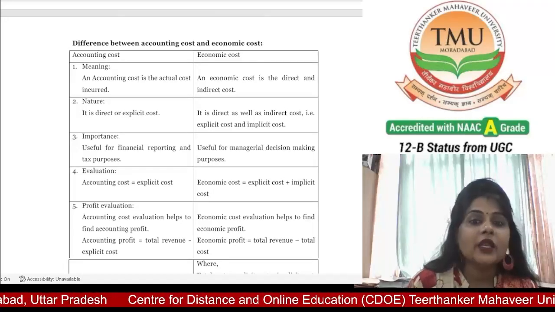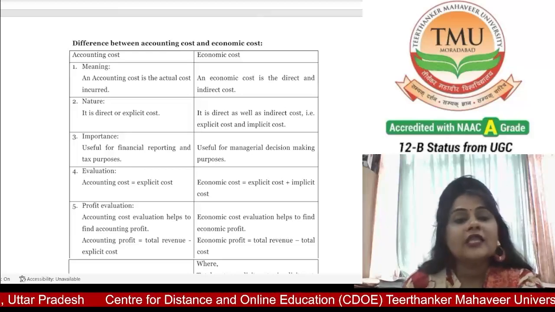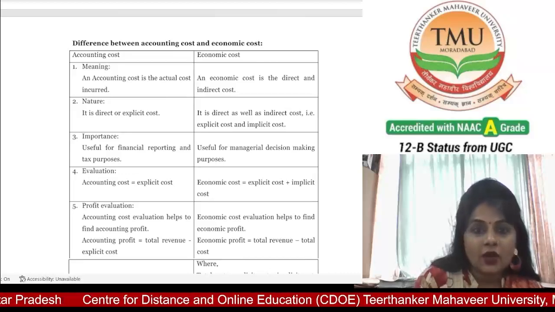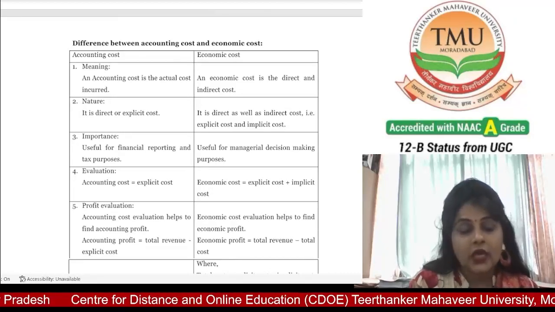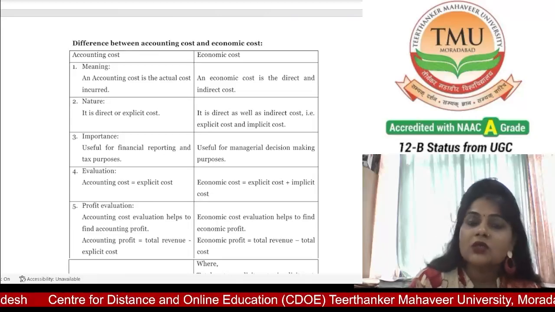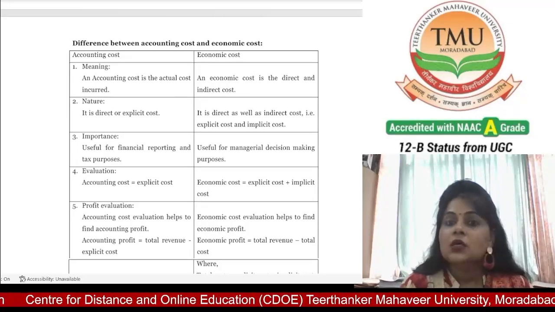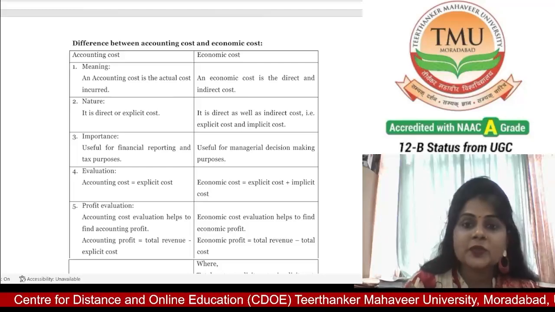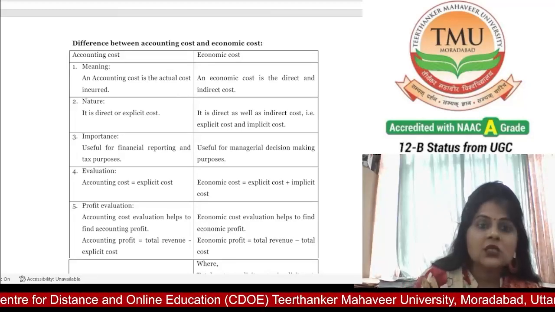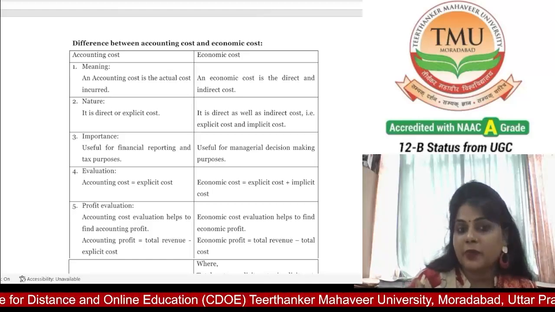Economic cost is a direct or an indirect cost, in which we add explicit and implicit cost. Nature: accounting cost is a direct or explicit cost, while economic cost is direct as well as indirect cost. And in it, we add explicit and implicit cost both. Now, importance. It is useful for financial reporting and tax purposes.